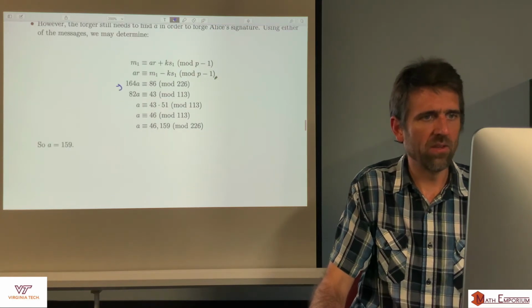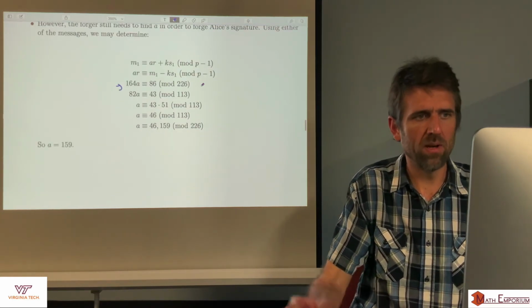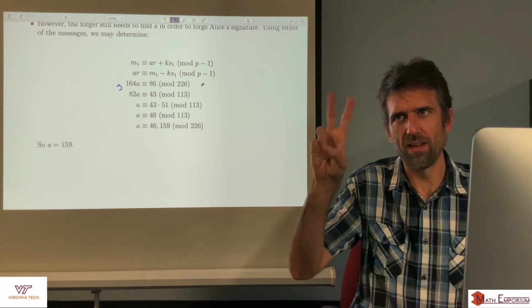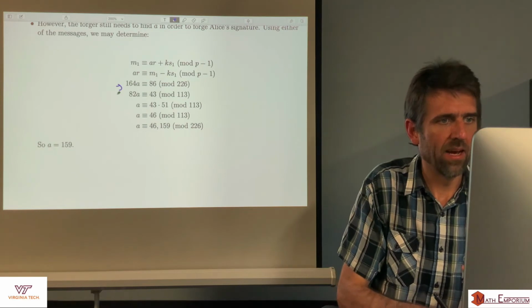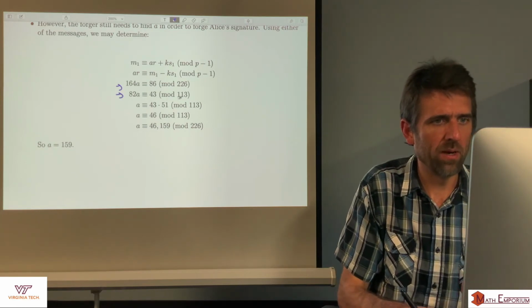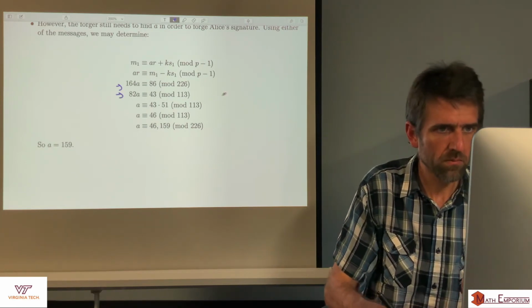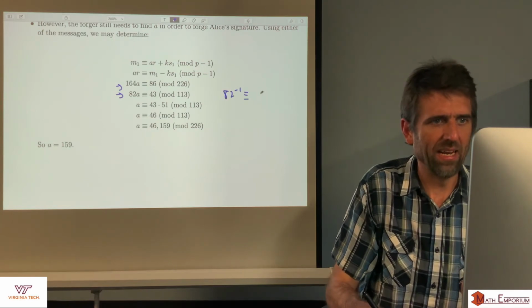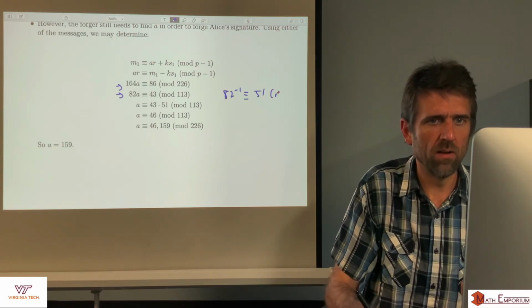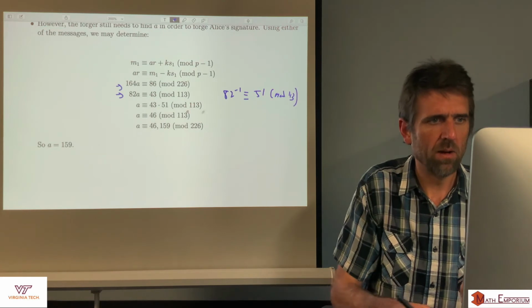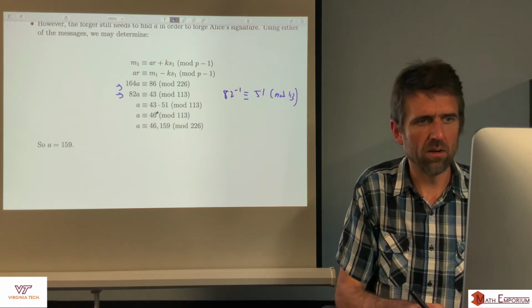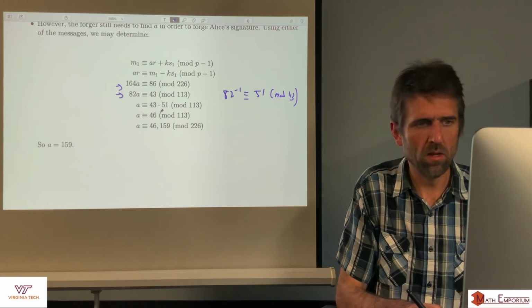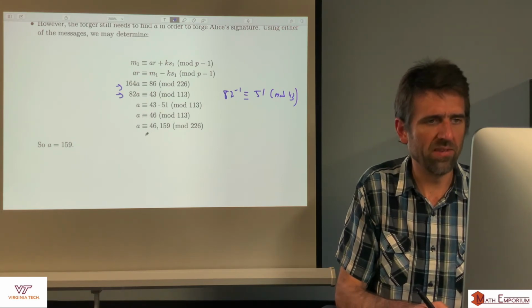And again, I'm in a situation where this is not invertible mod 226, but I can divide through by that GCD, which is 2, and get 82A is congruent to 43 mod 113. Turns out that 82 inverse is 51 mod 113, so I multiply both sides by that inverse. So A is congruent to 43 times 51. So A is congruent to 46.